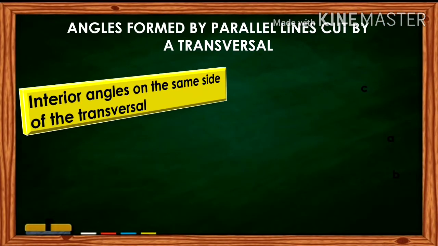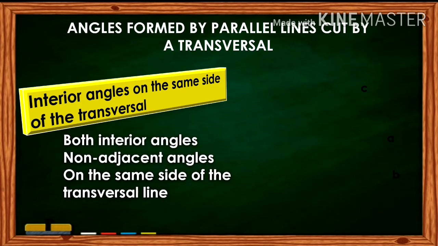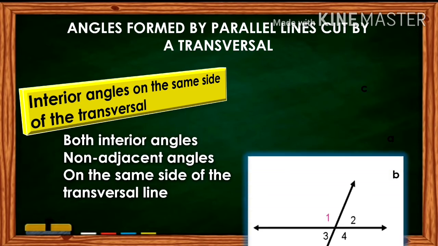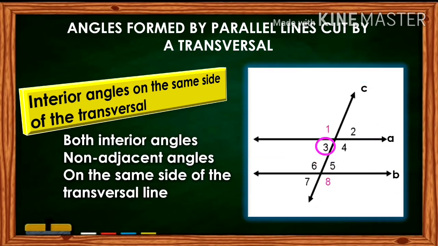Next, the angle pair is the interior angles on the same side of the transversal. So both interior angles, non-adjacent and on the same side of the transversal line. Example, we have angle 3 and angle 6, angle 4 and angle 5. They are examples of interior angles on the same side of the transversal.